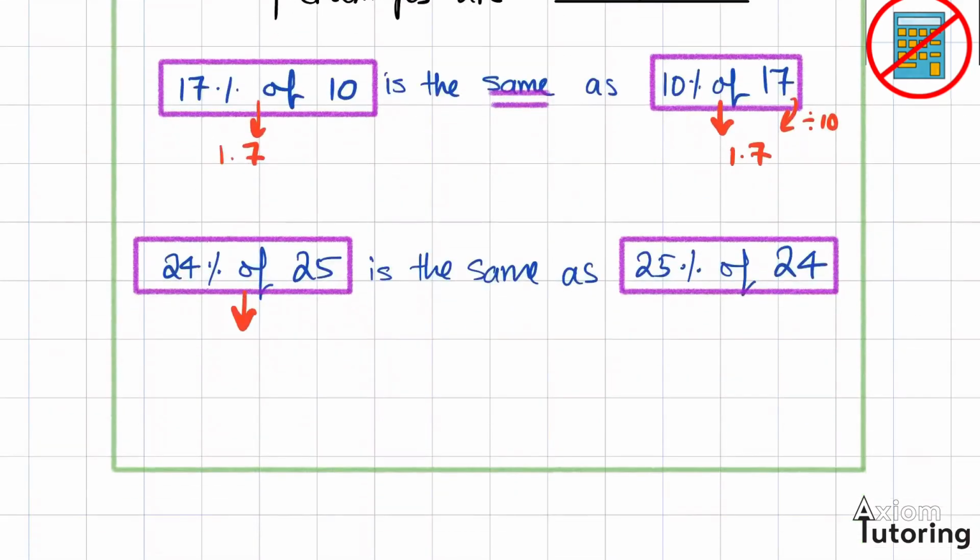Let's look at something like this. 24% of 25 is actually 25% of 24. They are reversible. You can swap these two numbers and still get the same answer. Why is the right easier? Because we know that 25% is a quarter, and a quarter of 24 is 6, which is much quicker to work out than working out 20% and 4% and adding those together. So just another tip for non-calculator questions.